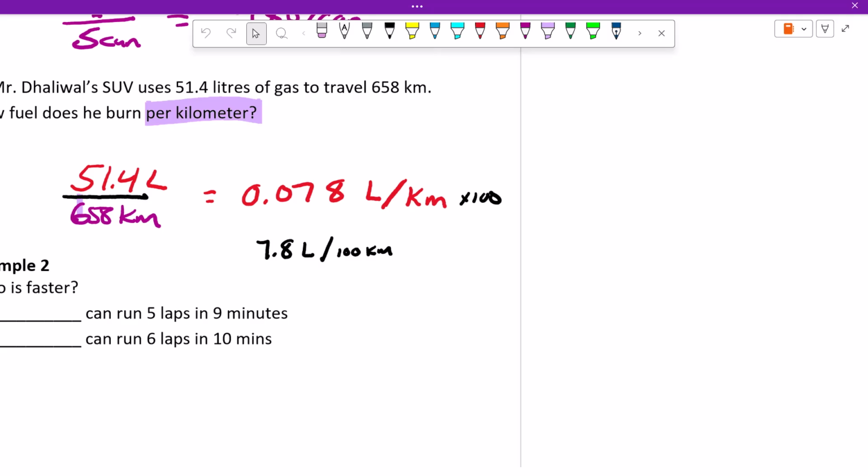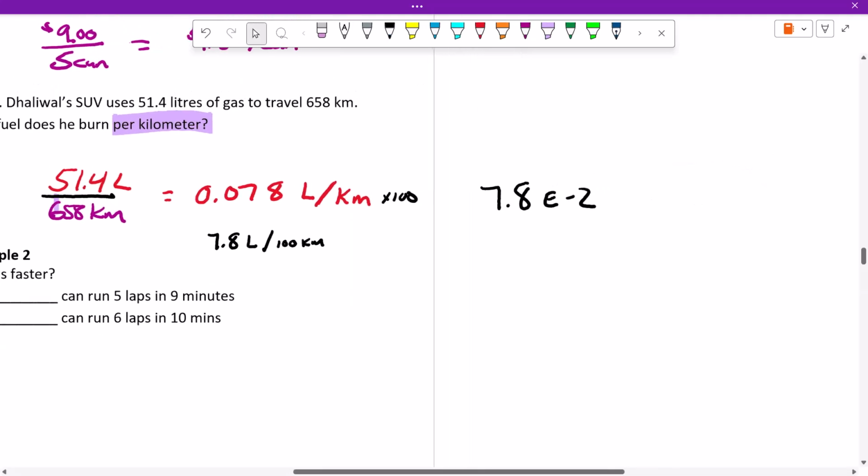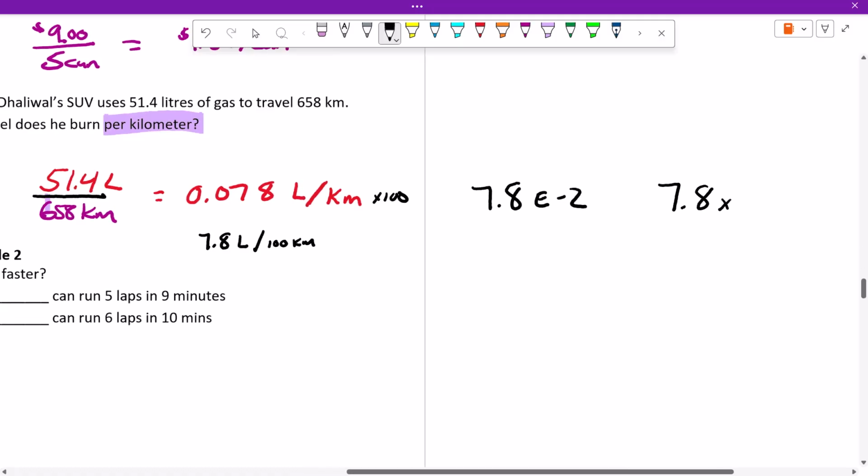Something really big can have a lot of zeros, and something really small can have a lot of zeros in it. So your calculator gives a condensed version of a number. Some calculators wouldn't say 0.078. They would say something like 7.8e negative 2, or 7.8 times 10 to the negative 2. This is called scientific notation. It's used for really, really big numbers and really, really small numbers.